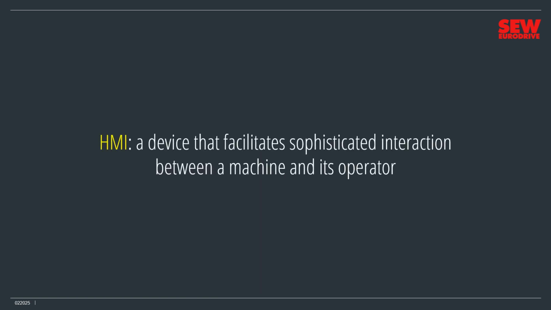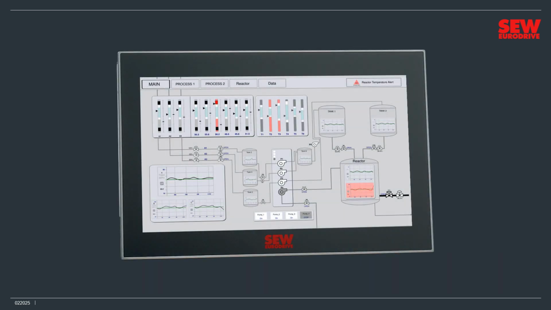And finally, a human machine interface, or HMI, is a device that facilitates sophisticated interaction between a machine and its operator. An HMI is a lot more than a button or light. In most cases, it's a full color graphical touchscreen that provides custom controls and displays. Machine operators use HMIs to control applications and monitor their operation.